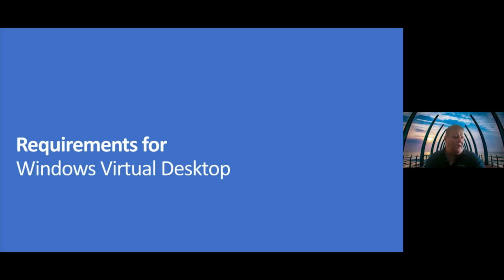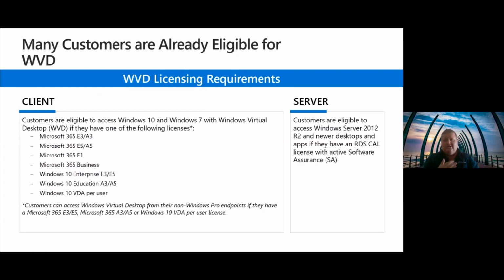To quickly go through the Windows desktop requirements: the licensing you need is Microsoft 365 E3, or A3 if you're a school, or E5 and A5. The other beautiful thing is that you can use M365 F1. This is for your frontline workers. So if you've got stores, if you're a retail environment and you want to surface a point of sale application, you can do that with the F1 license. We can also use Microsoft 365 Business, Windows 10 Enterprise E3 and E5, Windows 10 Education A3 and A5, as well as the Windows 10 VDA per user.